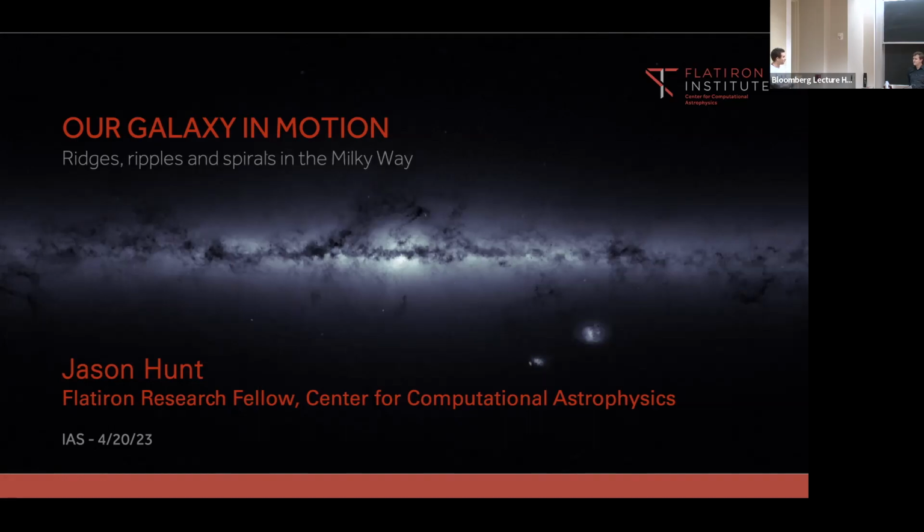And without further ado, I will let Jason tell us about our galaxy in motion, ridges, ripples, and spirals in the Milky Way. Great, thanks so much, Bowman, for that lovely introduction and for all of you for coming to hear me today. As Bowman said, I primarily work on galactic structure and dynamics, primarily in the Milky Way and primarily in the disk. Today I'm going to talk to you about ways that the Milky Way's disk departs from equilibrium and what we can learn from those features.